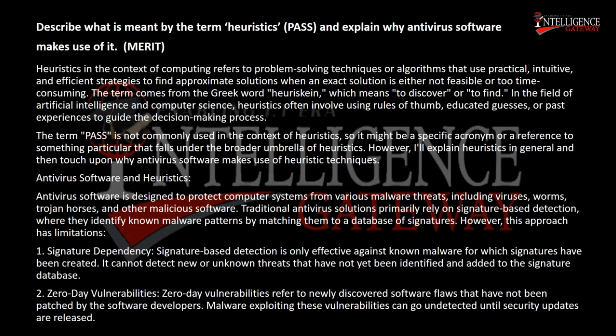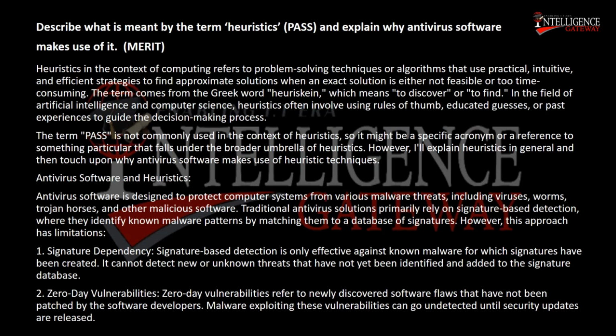In the field of artificial intelligence and computer science, heuristics often involve using rules of thumb, educated guesses, or past experiences to guide the decision-making process. The term pass is not commonly used in the context of heuristics, so it might be a specific acronym or a reference to something particular that falls under the broader umbrella of heuristics. However, I'll explain heuristics in general and then touch upon why antivirus software makes use of heuristic techniques.